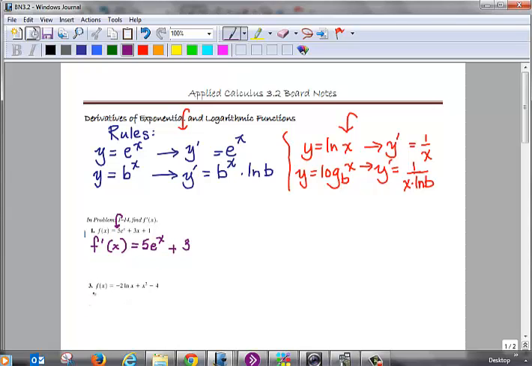In the next example, we have a function which has a logarithmic term. We have f of x equals negative 2 times the natural log of x plus x squared minus 4. So we can say f prime of x will be, again, this coefficient negative 2 gets dragged along. So it'll be negative 2 multiplied by the derivative of the natural log of x, which is 1 over x, plus the derivative of x squared, which is just 2x, minus the derivative of 4, which is 0. So I can write this if I want as negative 2 over x plus 2x.